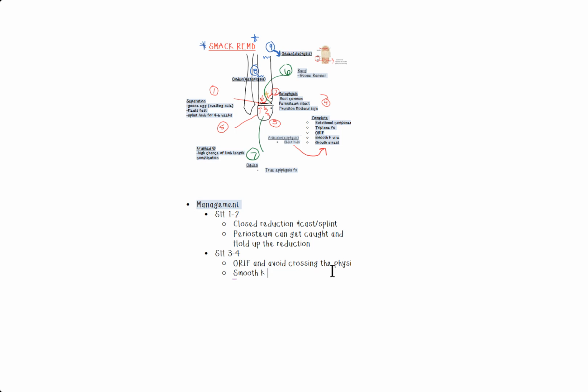Then we've got Salter-Harris 3 and 4. Those are the ones that are going to be ORIF, right? Avoid anything crossing the epiphysis, so smooth K-wires are your best friends on that one. And again, kids do great in healing. Then the Salter-Harris 5, that's the high chance that you're going to have some sort of growth arrest, and it affects it pretty badly.